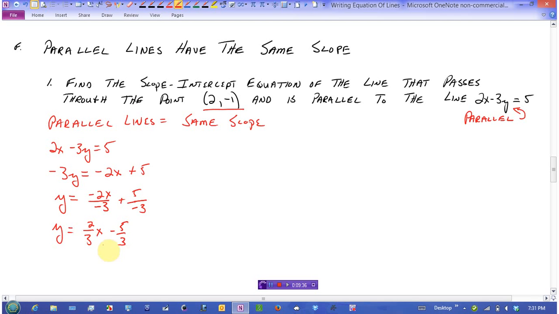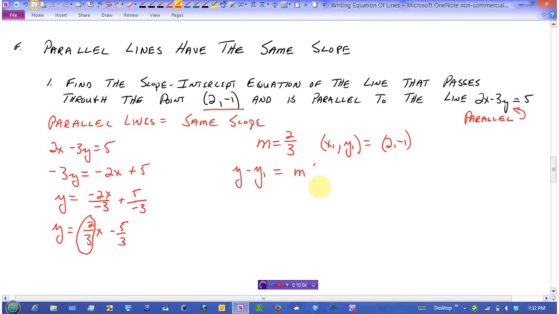Now what I'm looking for is the slope of this parallel line. And here's the slope of the parallel line. So that means that my line must also have a slope of 2/3 because the slopes are identical. So I know my line has a slope of 2/3. The point that it passes through is (2, -1). So let's plug those values in.